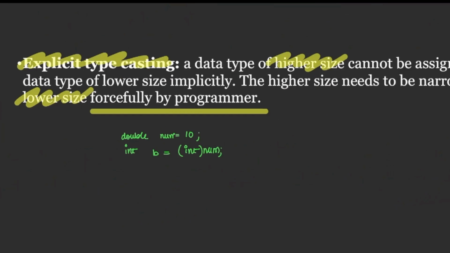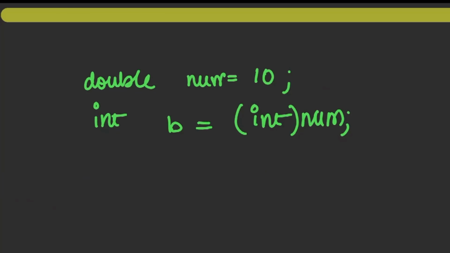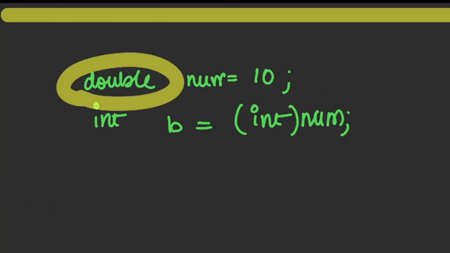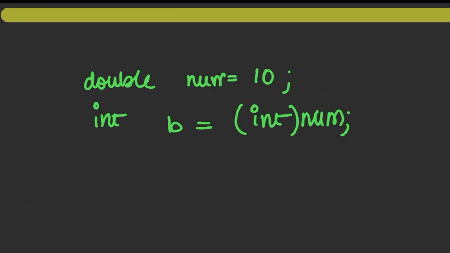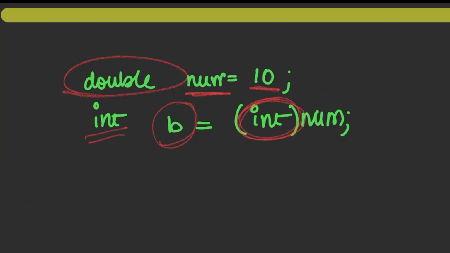But in the case of explicit typecasting, we said double, right? We gave it as double num equals 10. And then when we tried converting to int, right, we had to specify the data type so that it would convert properly, because Java implicitly will not convert it. We have to explicitly mention the data type that we need to convert it into.